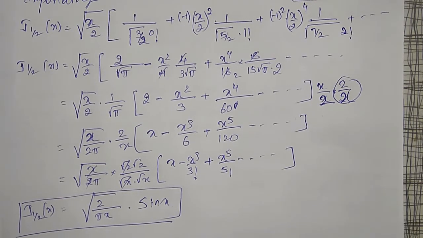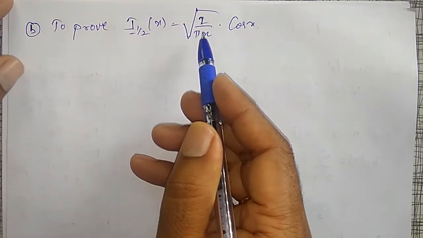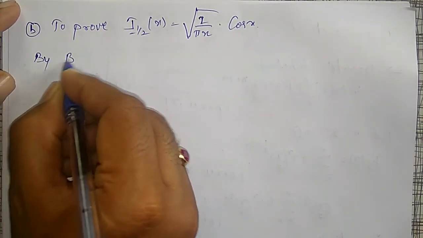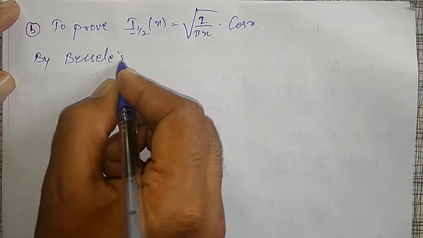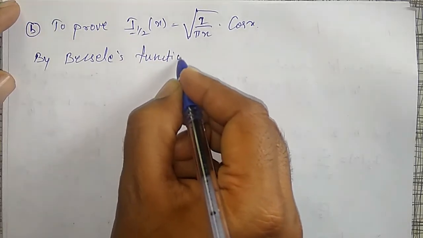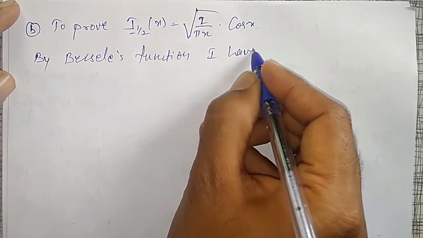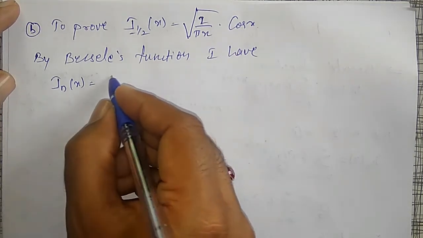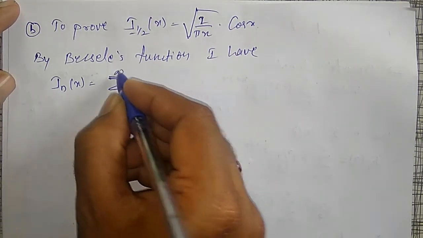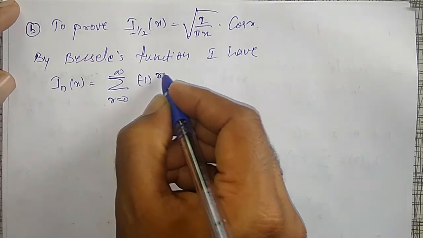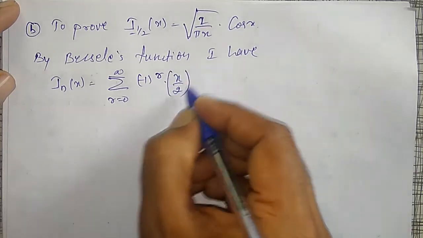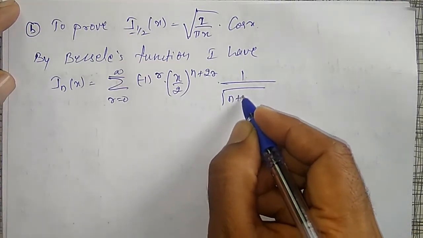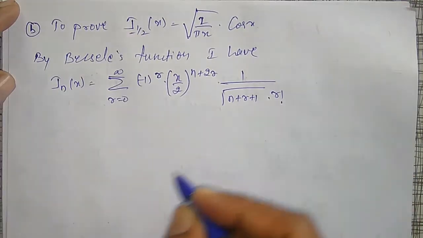Next, for J minus half of x, I have to prove it is square root of 2 divided by pi x into cos x. Therefore again by Bessel's function, I have Jn of x is equal to summation r equal to 0 to infinity, minus 1 to the power r into x by 2 to the power n plus 2r into 1 divided by gamma function of n plus r plus 1 into r factorial.